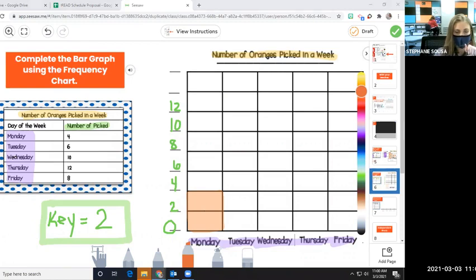All right. Let's take a look at Tuesday. Tuesday goes up to 6, so we know that's going to be taller than Monday. We've got 2, we've got 4, we're going to go up to 6. There we go. Get that shaded in.